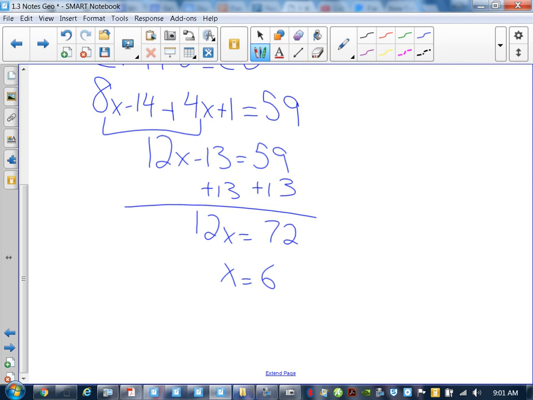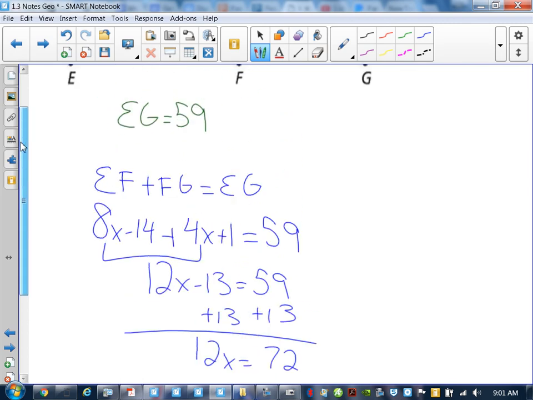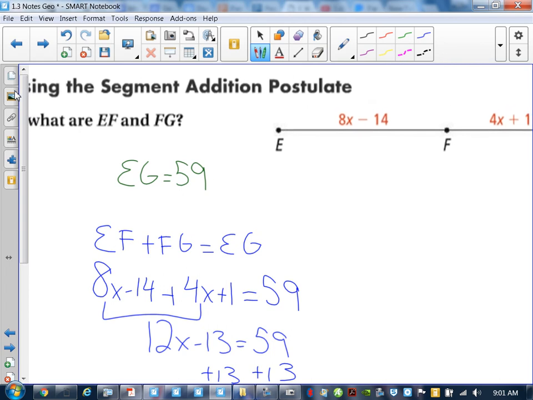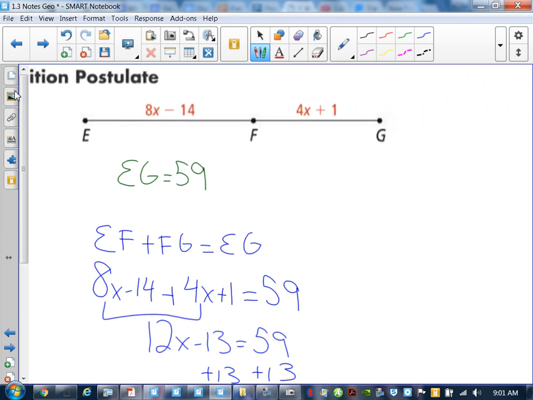Now, you guys, in algebra, when you got to this point and you got x is 6, were you done? Yeah, you were pretty much done in algebra, right? But now in geometry, a lot of times they will ask you specifically, what are EF and FG? Well, if x equals 6, you'd have to go back and substitute in here and here. That happens all the time in geometry. You just have to read the question carefully. It's very, very common.